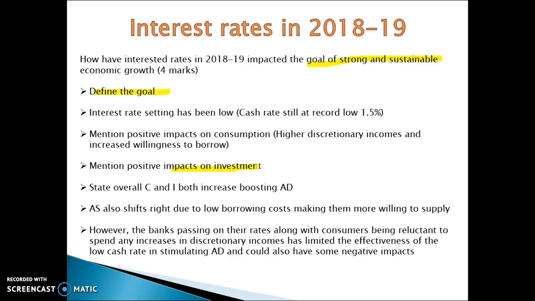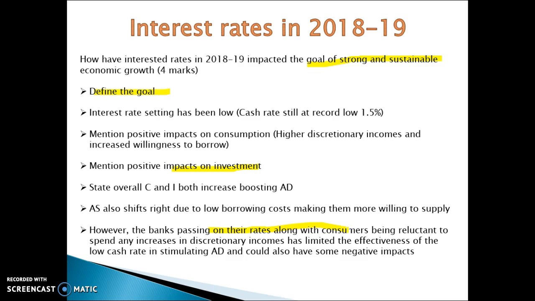In terms of aggregate supply, the only link you want to make to aggregate supply is that firms with existing loans have lower costs of production because they don't have to pay as much interest, and that makes them more willing to supply. That's the only link to supply. So you would say that in combination, those two things should support the goal of strong and sustainable growth. However, a really good way to approach your answer would be to say that the banks have actually increased their rates on consumers' loans.